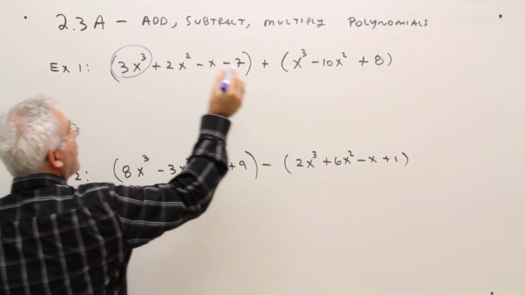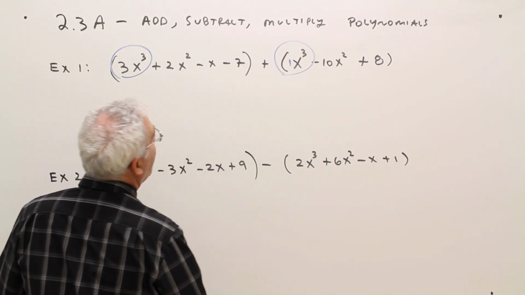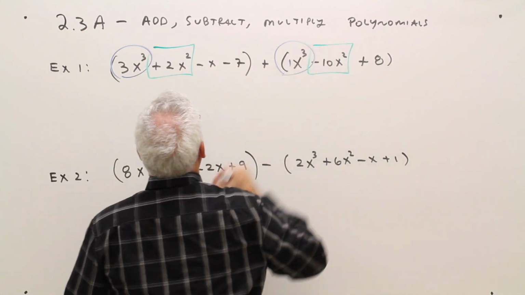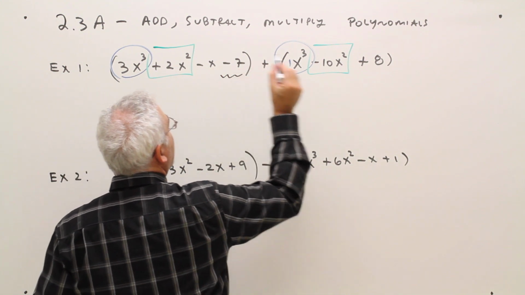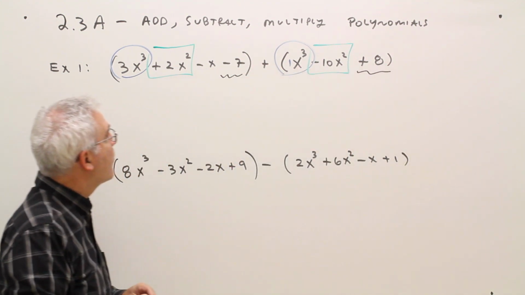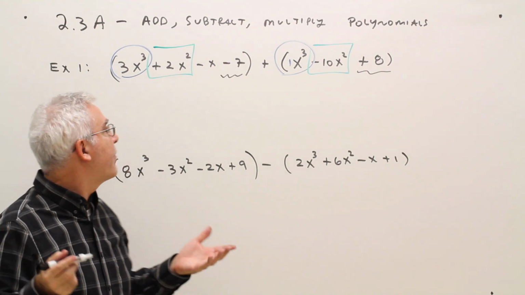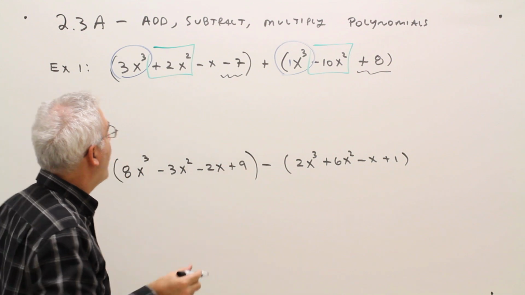So I'll circle the x cubes. I'll box the x squareds, and then I'll just underline the constants. Okay, and that guy doesn't have an x term, so he's got nobody to pair up with. All right, so 3 plus 1 is 4, so 4x cubed.